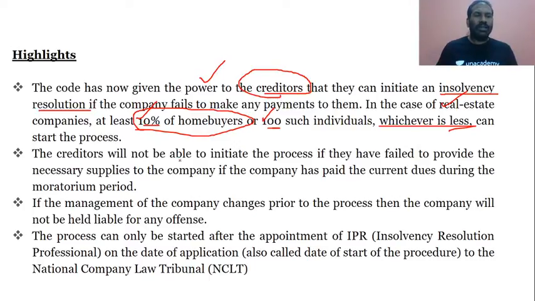The creditors will not be able to initiate the process if they fail to provide the necessary supplies to the company. Here the first point says that the creditors have been given the powers to initiate the insolvency, but only if they have provided the necessary supplies to the company, and if they have failed, then they do not have the power to initiate the insolvency. And if the company has paid the current dues during the moratorium period, this is also important, that means the period wherein there is a hold on the company.